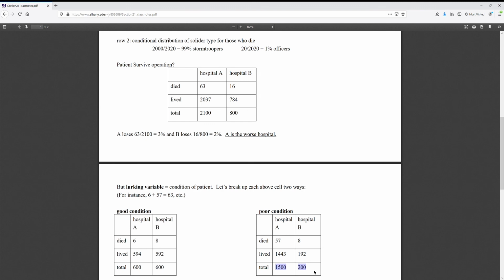So it's not that hospital A is the worst hospital. It's that hospital A is attracting patients who have a lower chance of surviving surgery. So by breaking it up by the lurking variable, you can see that the trend completely reverses for both categories. In fact, if you've got several categories, this can play out the same way. You can have a trend that goes one way, but then for every one of 7 or 8 or 100 categories, the trend goes the other way.